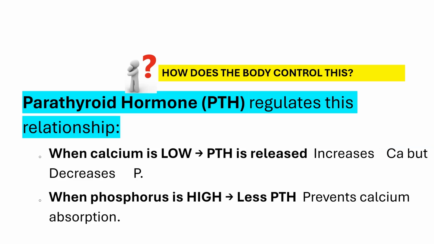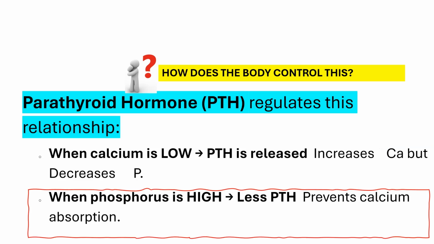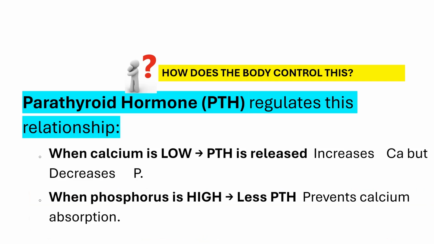Okay, now next comes the scenario when phosphorus is high. When phosphorus is high, what happens? The parathyroid hormone will be less. So it will prevent the calcium absorption. Once again, when phosphorus is high, the body reduces the calcium absorption, keeping a balance.